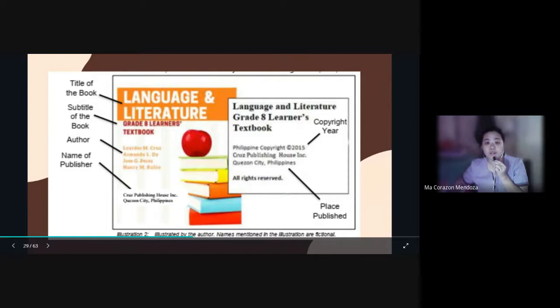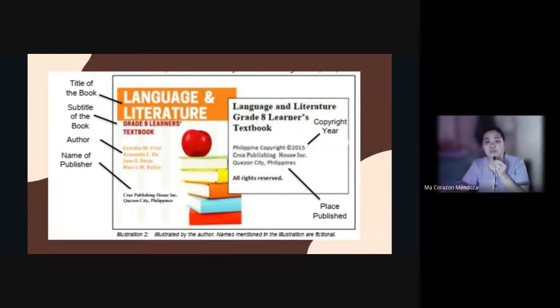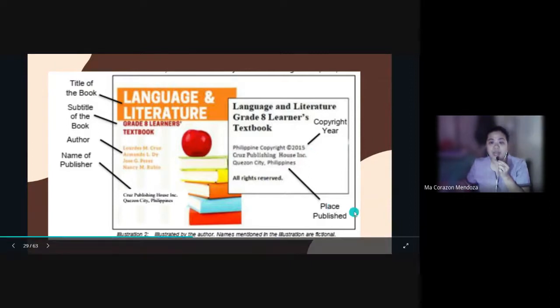For more information about the copyright, it's found in the copyright page of the book. So you will find there the copyright year, which is 2015 in this case. And again, you will find the place published in the copyright page one more time.